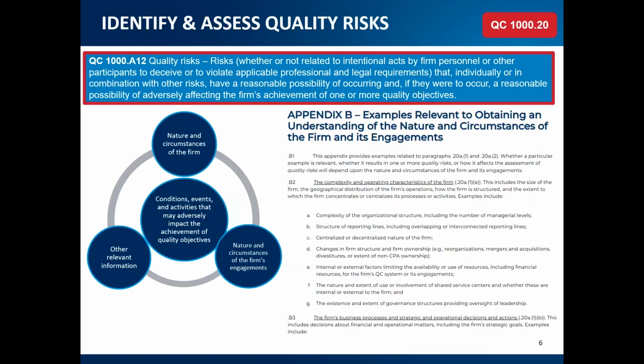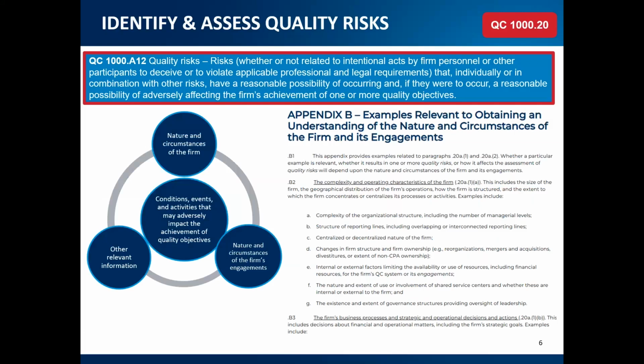In order to assist firms in identifying and assessing quality risks that are specific to their firm, Appendix B of QC 1000 provides examples related to the nature and circumstances of the firm and its engagements that may give rise to quality risks. This list of considerations included in Appendix B and in the standard is not intended to be exhaustive, and the specific examples are meant to be illustrative rather than a checklist for every firm to consider.